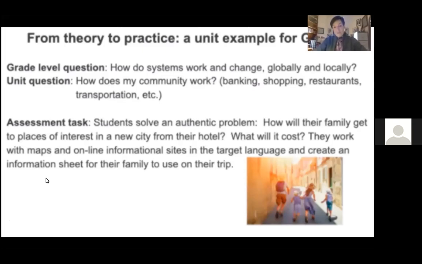If you recall the benchmark we used for the example we looked at, which said identify key information from announcements and messages connected to daily activities in the target culture, you'll see how that benchmark has been targeted in this assessment as the students work with transportation websites, maps, etc. And of course, the other benchmarks will also be addressed in the assessment. Next slide, please.